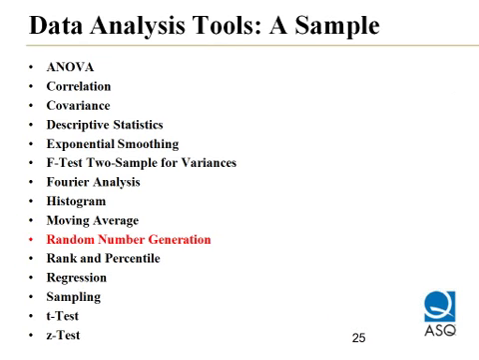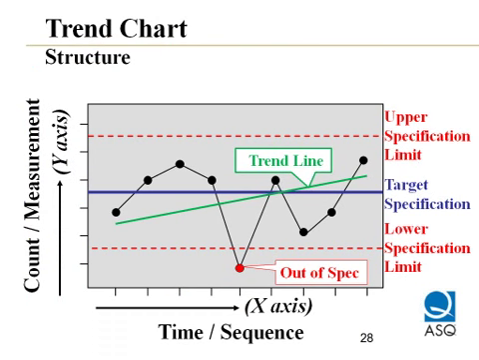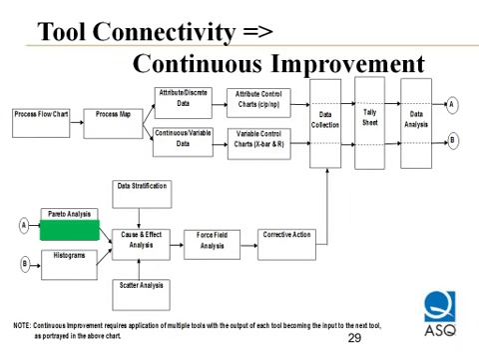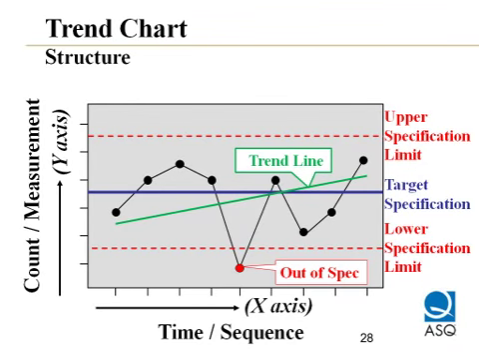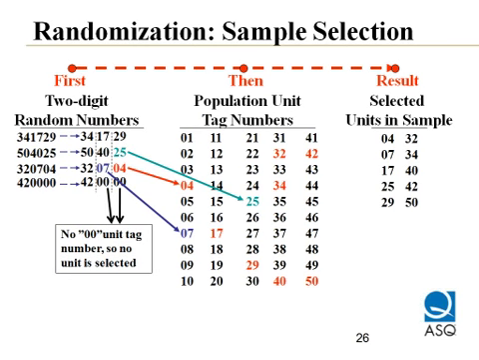The data analysis tools that we're going to use are many, and I've listed just some that I would imagine every one of you has seen one time or another. There's far too many for me to discuss in the brief time that we have available. And so let's take a look at the randomization. How do you select samples?